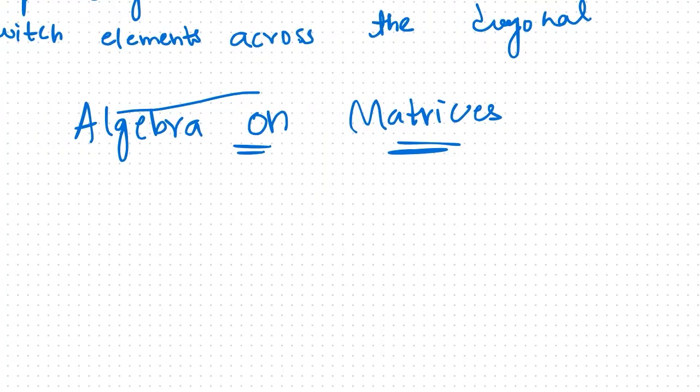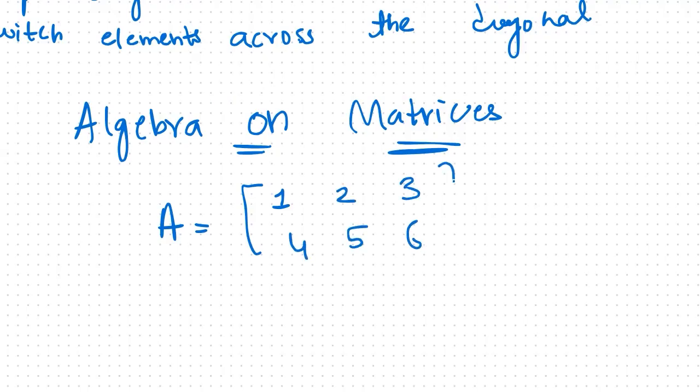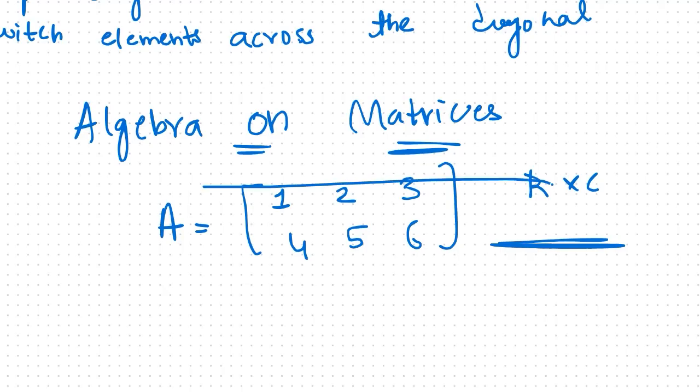So basically, if I say there is a matrix A, it can be any size, right? 1, 2, 3, let's say 4, 5, 6. What is the size? 3 by 2 or 2 by 3? Rows into columns. Rows means horizontal. How many horizontals are there?